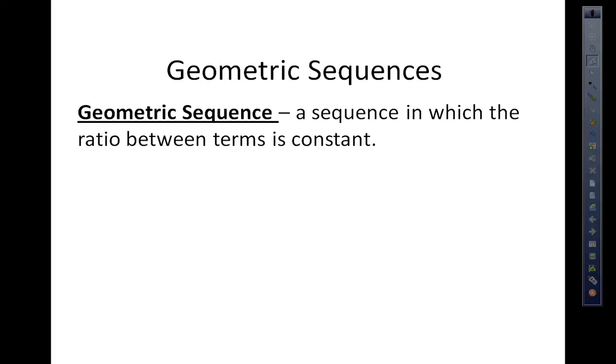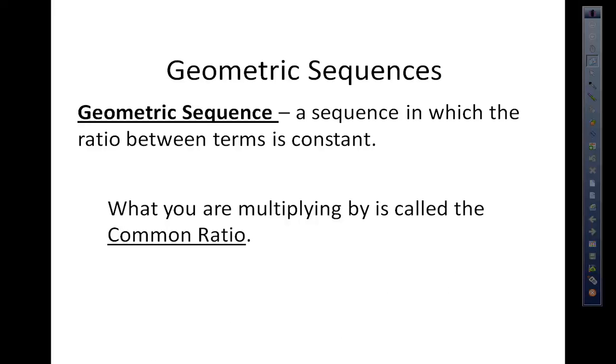That means if we divide consecutive terms, we always get the same number. So that means that we're actually multiplying by the same thing over and over again. All right, so we can be multiplying by a whole number, so the numbers are getting bigger. We could be multiplying by a fraction, so the numbers could be getting smaller and it's still a geometric sequence. But the key is, the pattern is we're multiplying by the same thing every single time.